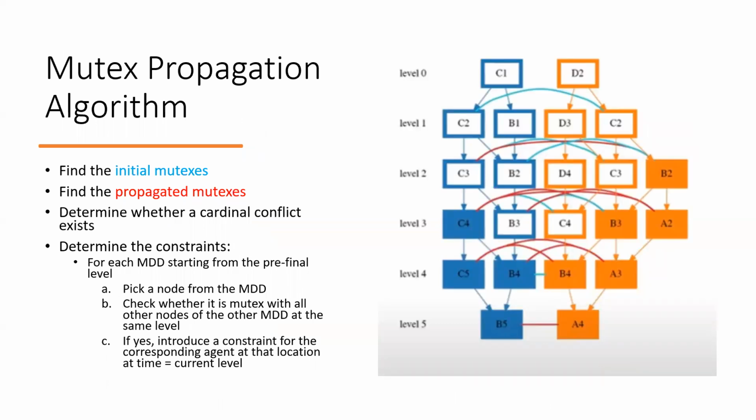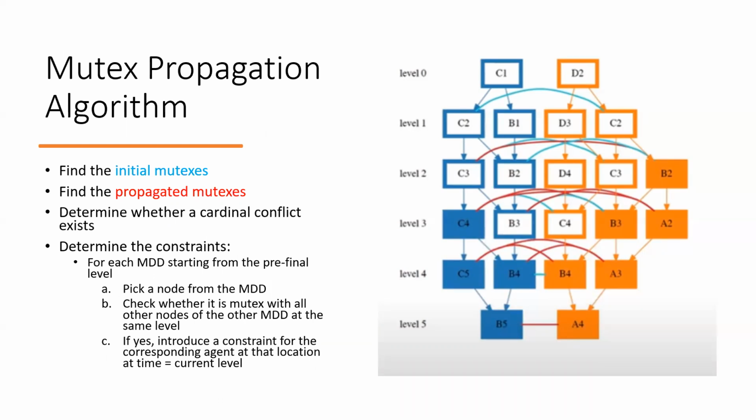So if the goal nodes are in cardinal conflict, we introduce certain constraints in order to resolve those mutexes, in order to resolve the cardinal conflict. And so this is the mutex propagation algorithm that is used in order to resolve that particular cardinal conflict which arises. So once we determine the cardinal conflict, we determine the constraints.